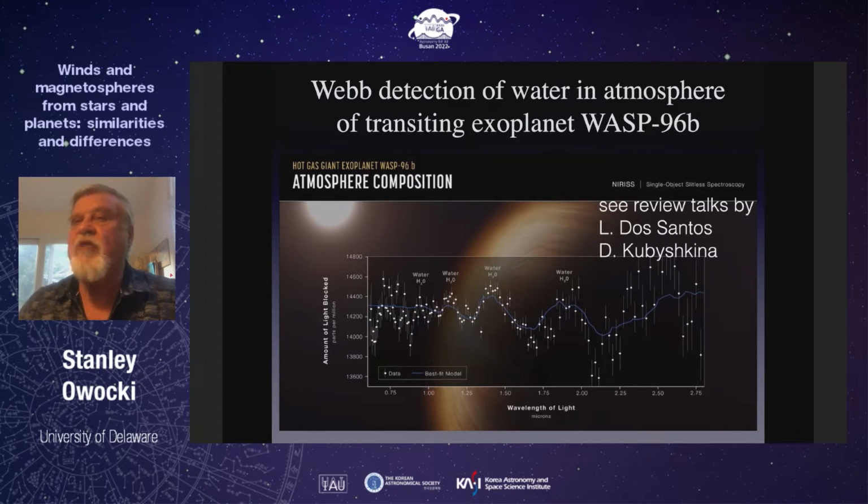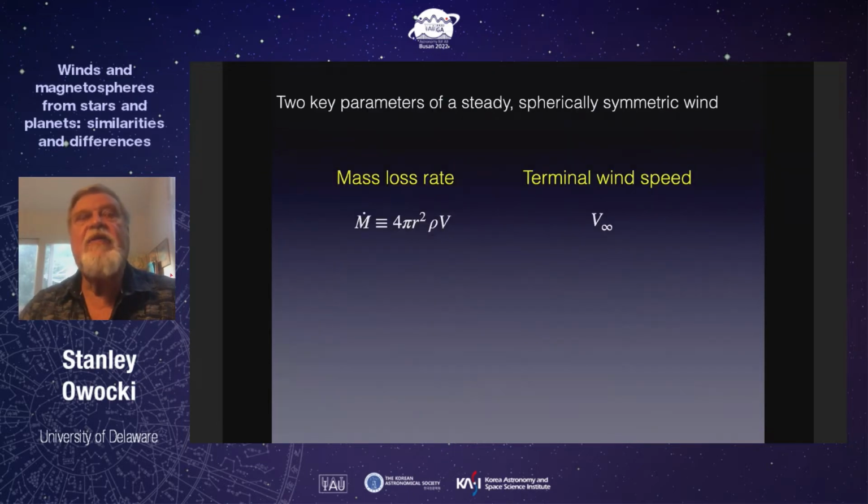Now, there'll be more discussion of this at the meeting by these review talks of the people listed here. But the point is that not only can you tell the planet composition, the atmospheric composition, but you can also tell whether it is asymmetric and outflowing as in a comet tail. And we'll talk about that later in the talk. Now, the key things that we want to know about any kind of mass loss is how much mass is being lost and what kind of speed it has.